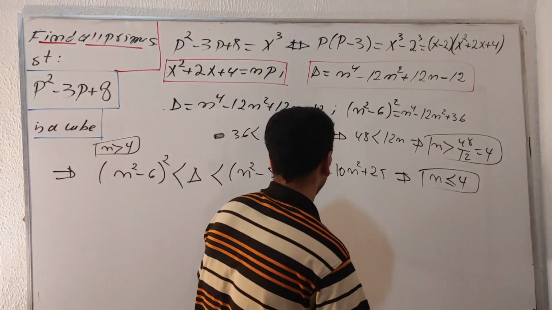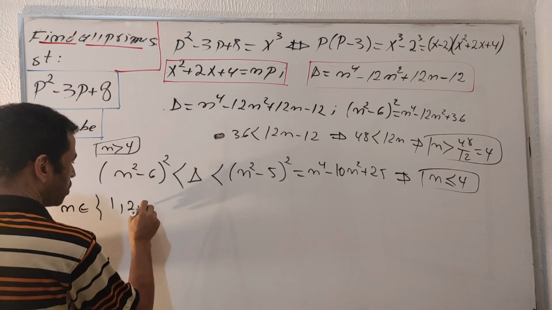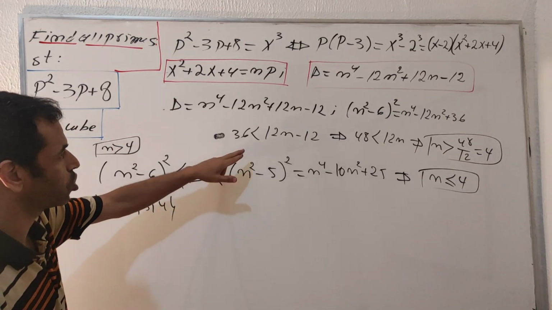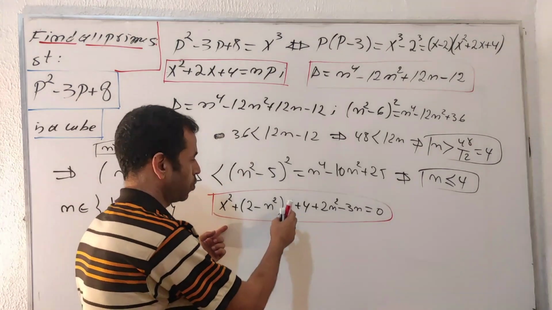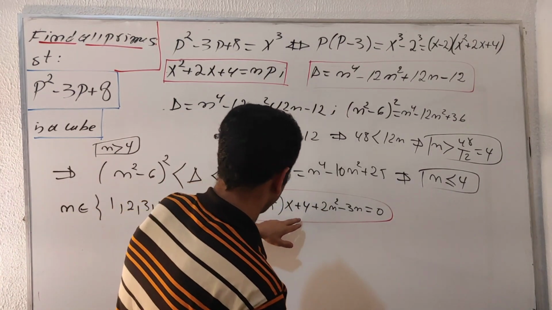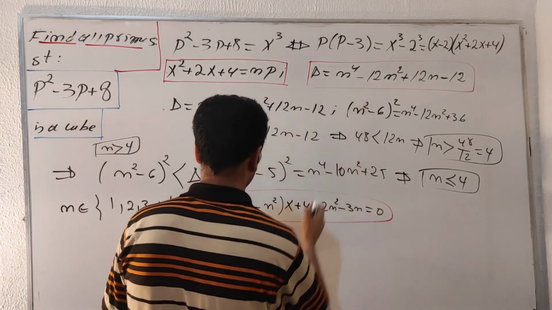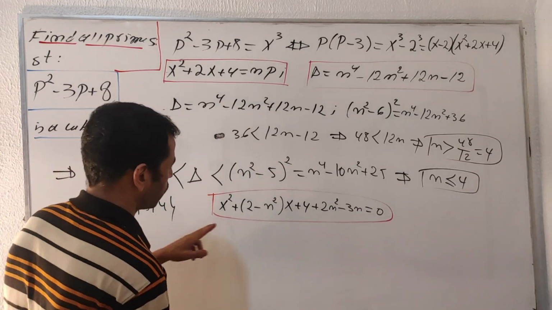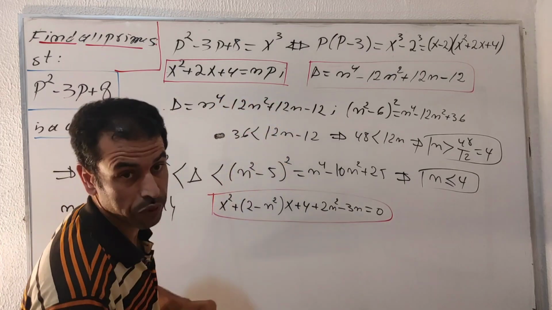which means n belongs to this set: 1, 2, 3 and 4. Let's put the equation which we have previously here. This is the equation we have been working on. So this one we applied the delta, we came up with this expression. Now I'm going to plug the values of n here in order to find x. If we find x, that means we are going to find p.